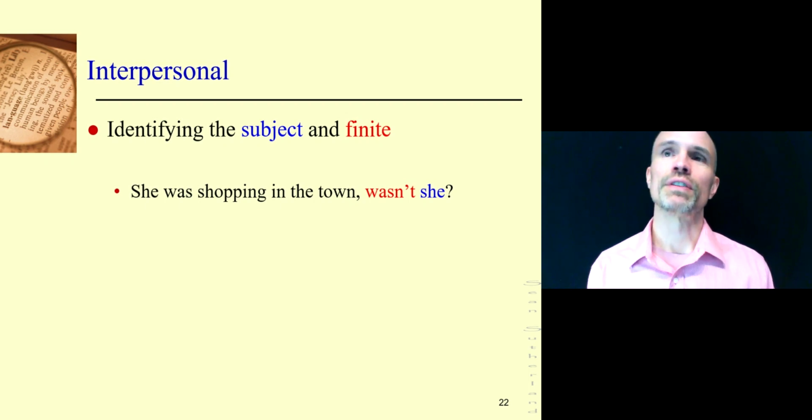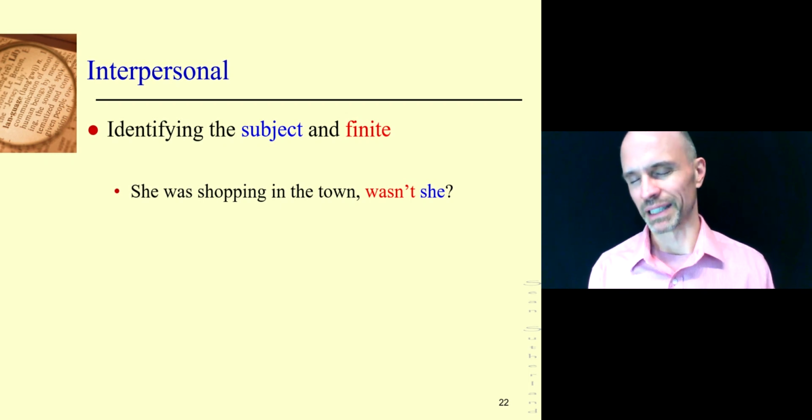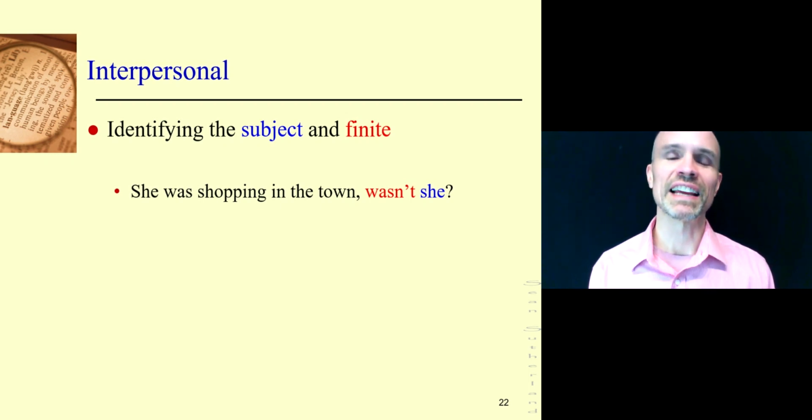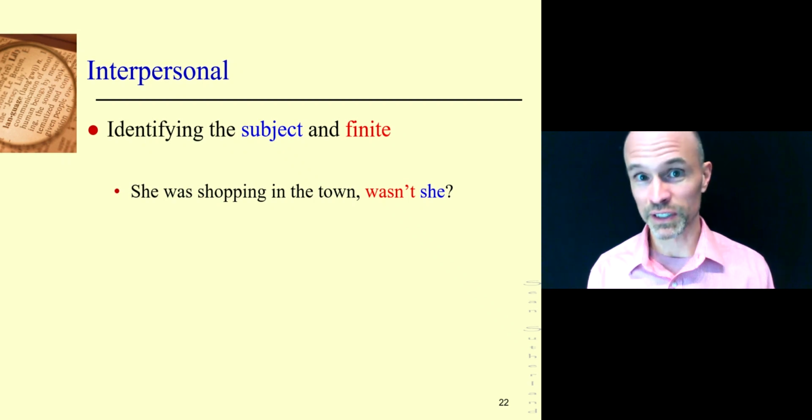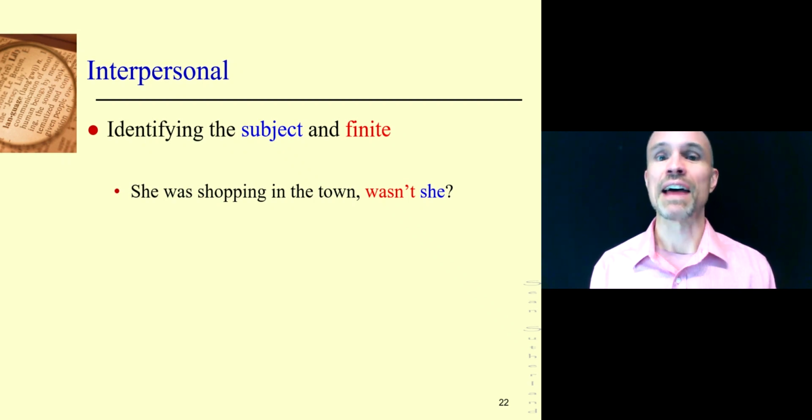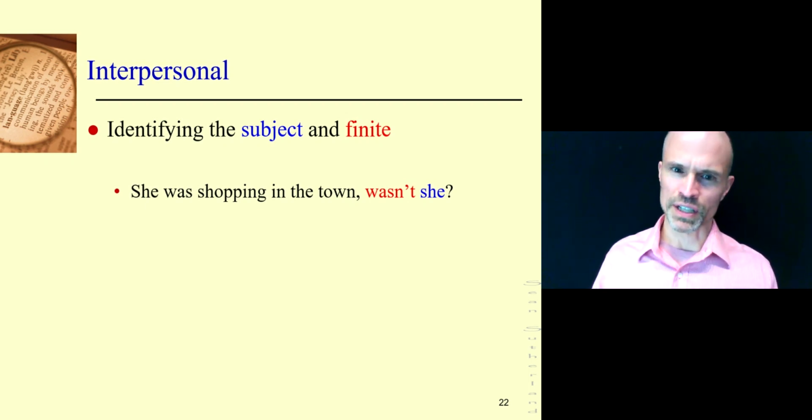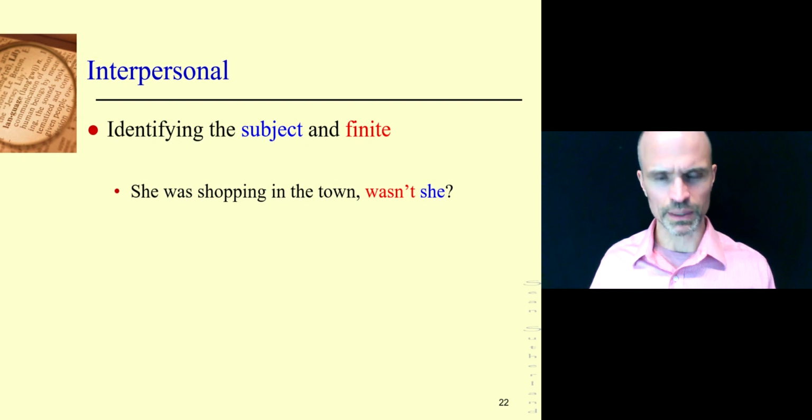With any declarative, when you want to add a tag question, you very quickly in your mind, without even probably being aware of it, locate the finite, reverse the polarity, making positive negative or negative positive, and then add on the subject at the end. So if you have trouble with "she was shopping in the town," which one's the subject, which one's the finite, make a tag question and you'll see, there's the subject, she, there's the finite, was.